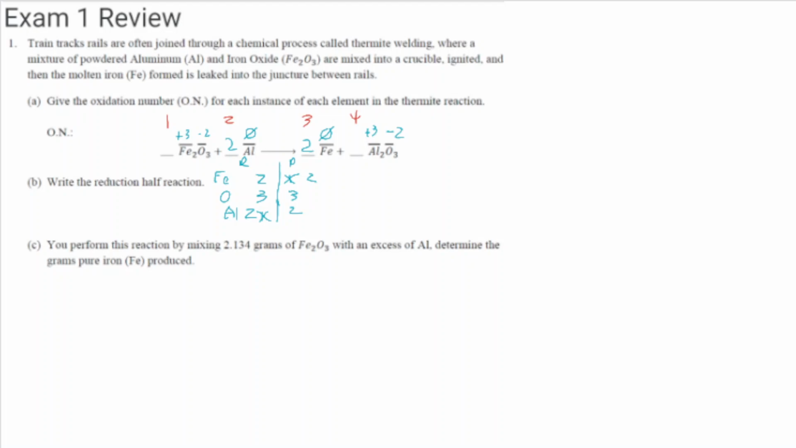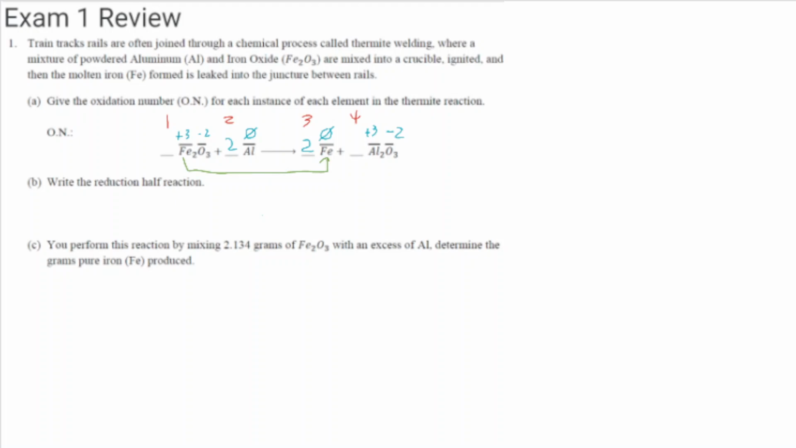All right. Moving on to the rest of the exam, we're supposed to write the reduction half reaction. So for the reduction half reaction, what we're going to do is we need to find out which oxidation numbers are changing. So in order to do that, let's go ahead and remove this so I have a little bit more space. All right. For the reduction half reaction, we need to look for the oxidation number decreasing. But first, you may want to just find which ones are actually changing.